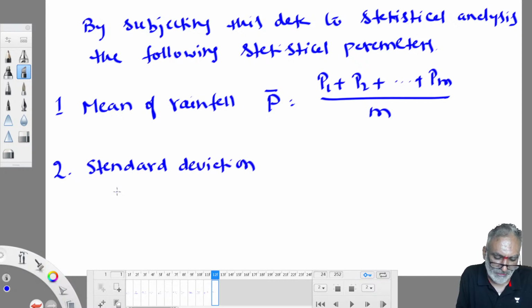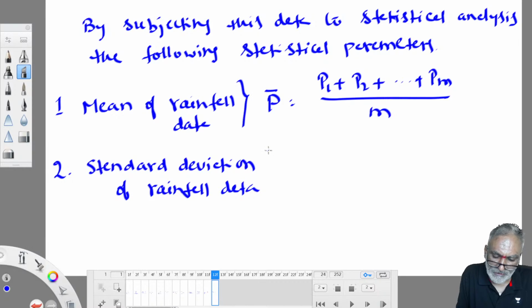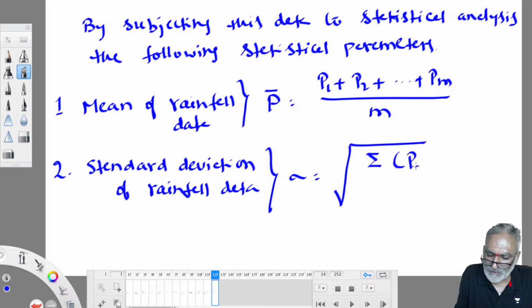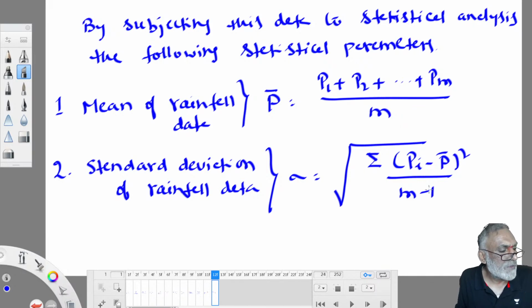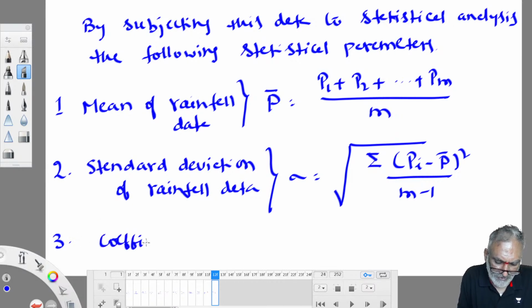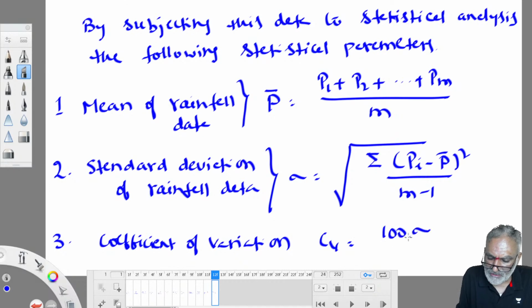Standard deviation of rainfall data. Mean of rainfall data is P bar. Standard deviation of rainfall data, how to find it? It is the square root of sigma of Pi minus P bar whole square, divided by M minus 1. Then, for this, find the coefficient of variation of rainfall data. That's called CV. It is 100 sigma by P bar.